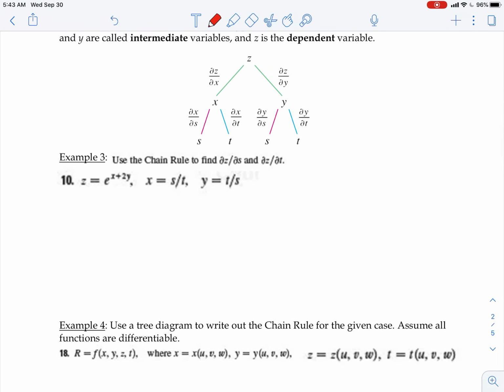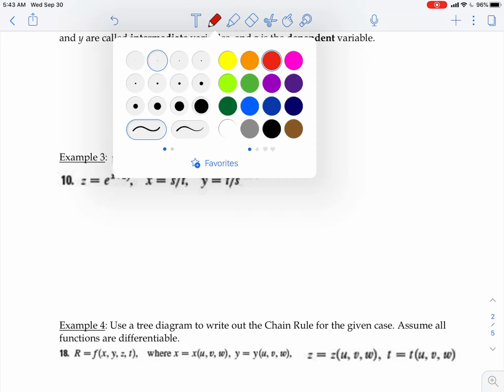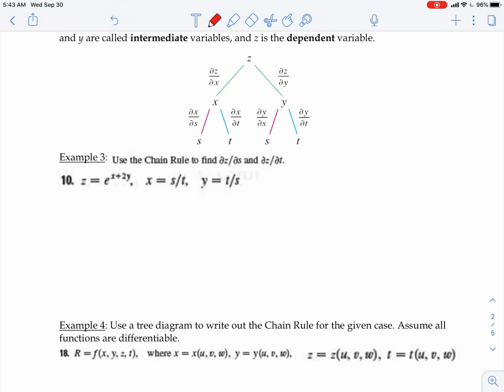All right. So now I'm going to use the tree diagram to help solve this. The first one is we want to find the partial of z with respect to s. So let's go ahead and do that. The partial of z with respect to s is going to be equal to the partial of z with respect to x first, times the partial of x with respect to s, plus the partial of z with respect to y, times the partial of y with respect to s. So those are all those that we need.